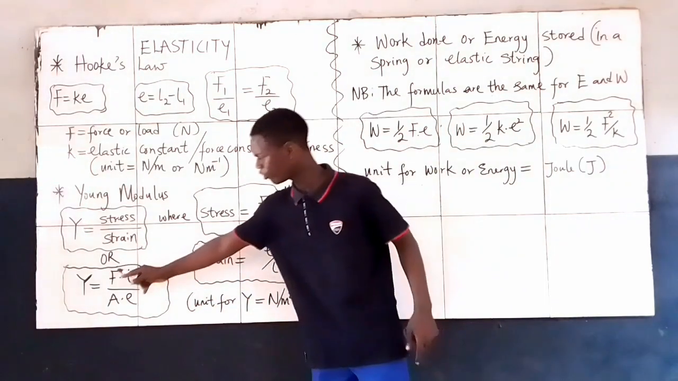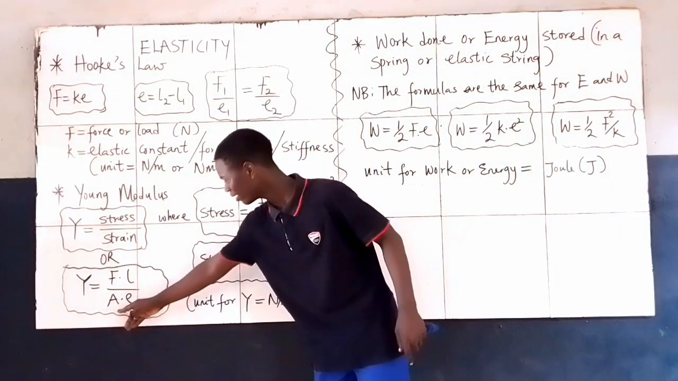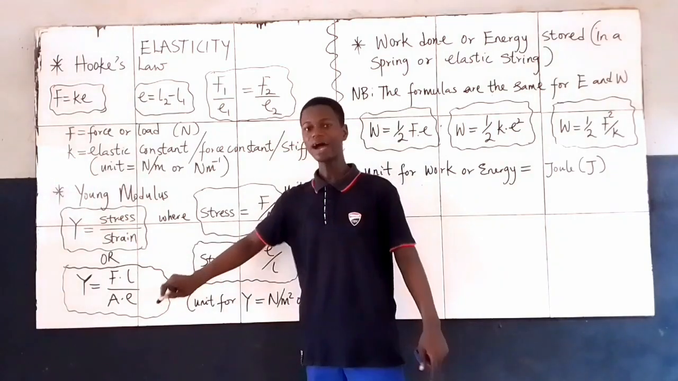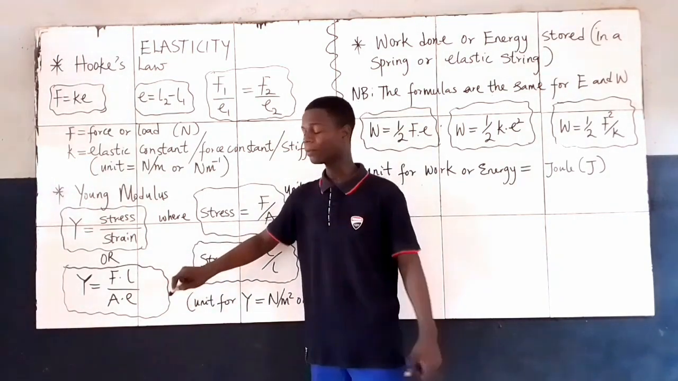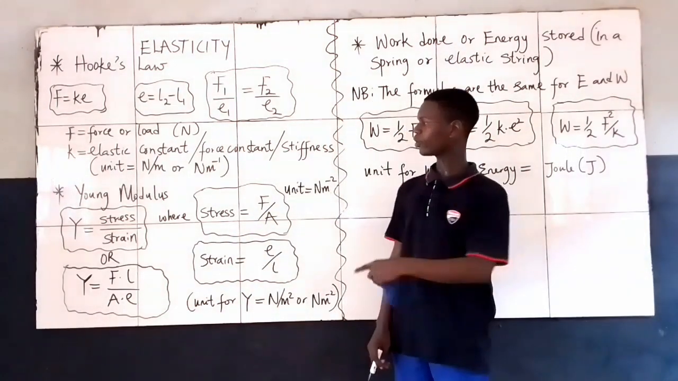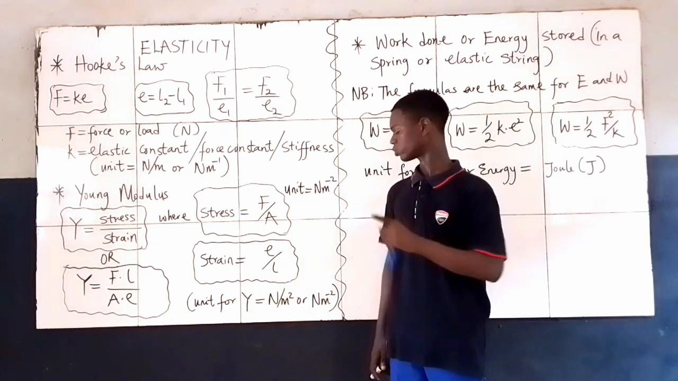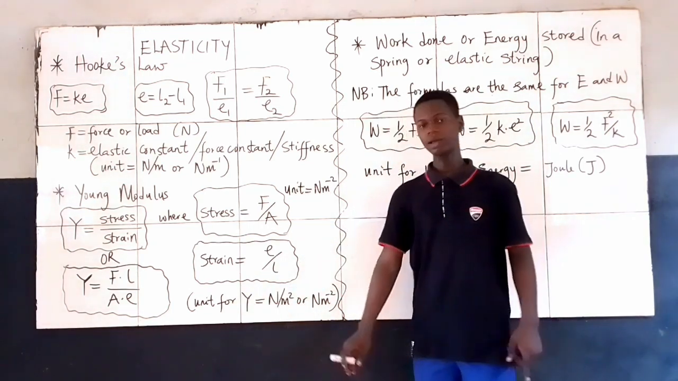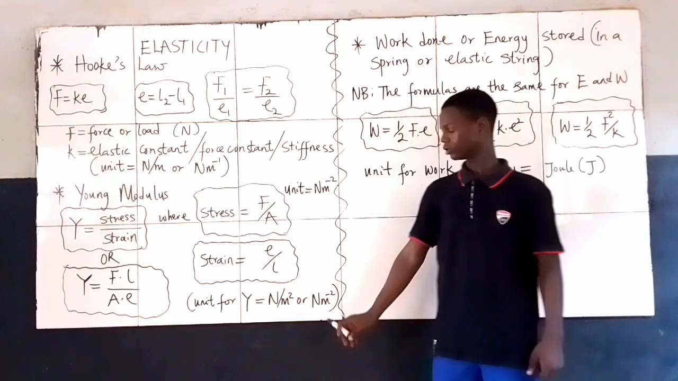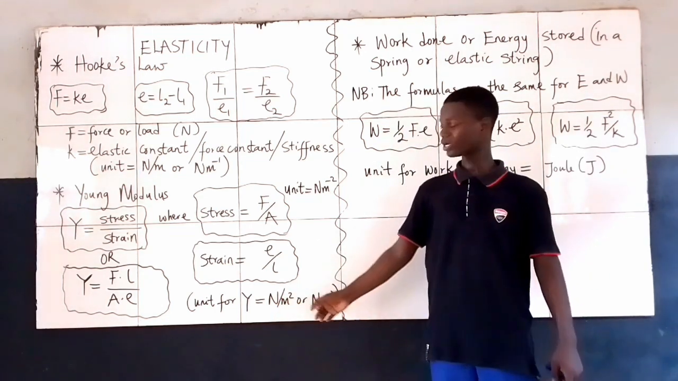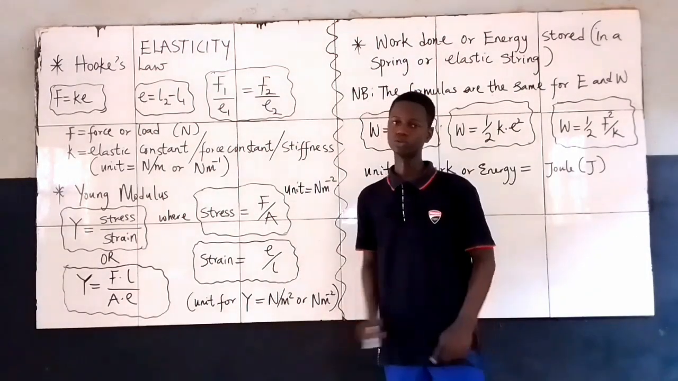I repeat, the force times the length over area times extension. And this is the one that is most likely asked for in exam competition. Lastly, before we close this session, the unit for Y, Young's modulus, is what? Newton per meter square. Any of the forms, they boil down to the same Young's modulus.